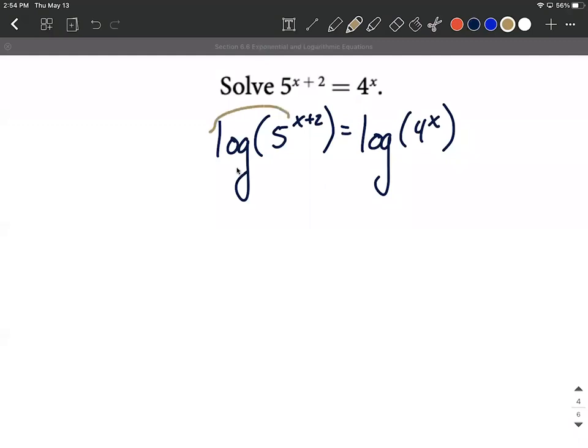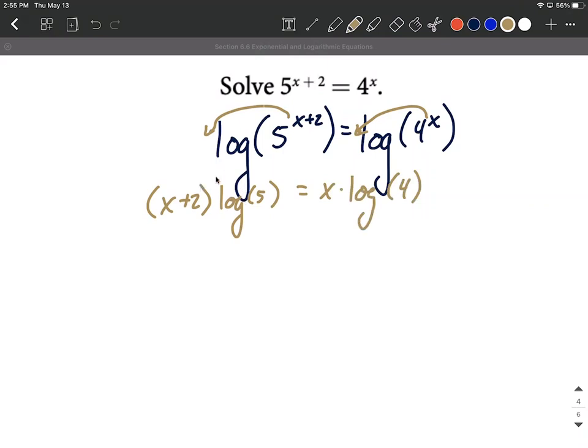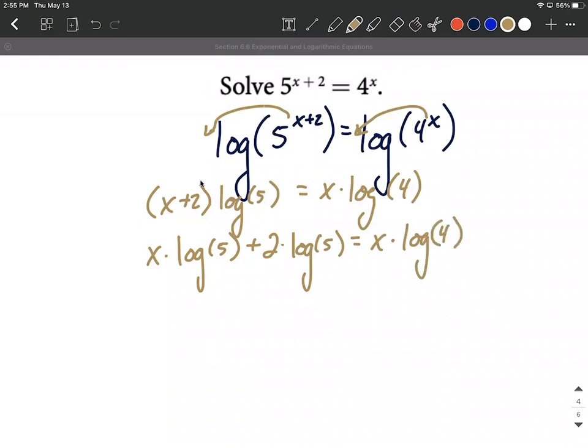Our next step, use those properties of logarithms, move these powers down in front. So we can say, remember, it's x plus 2, that entire exponent multiplied by log of 5, equals x multiplied by log of 4. Next, a little bit of distributing, clear out the set of parentheses on the left-hand side. We can say x multiplied by log of 5 plus 2 multiplied by log of 5 equals x multiplied by log of 4. On the right-hand side, just brought all of this down.